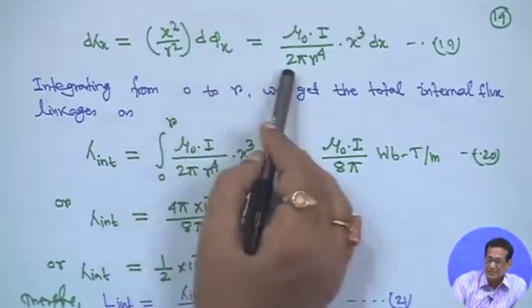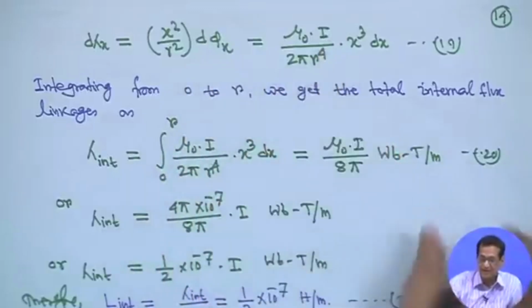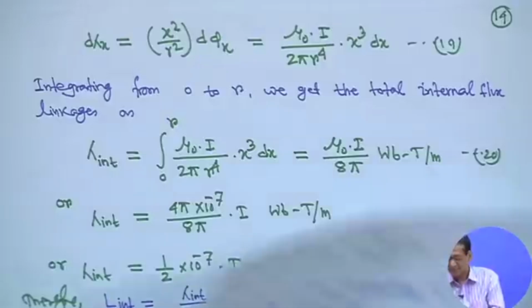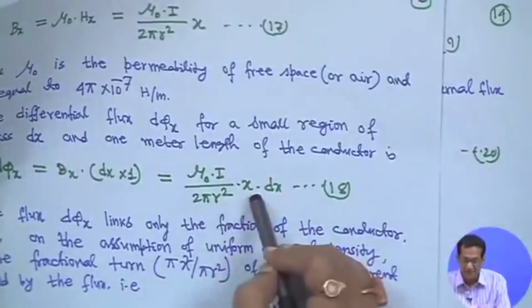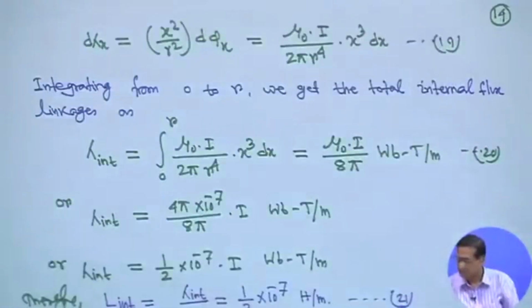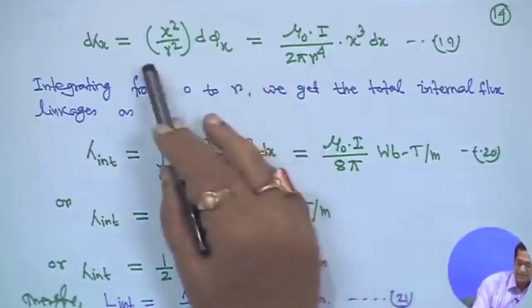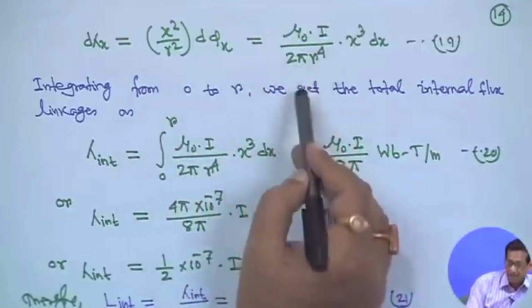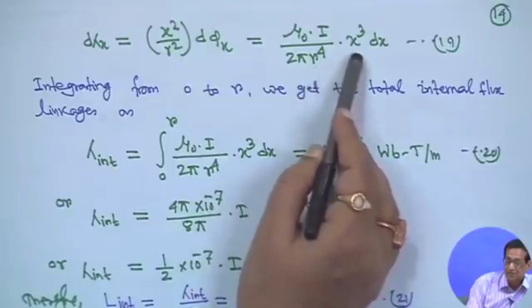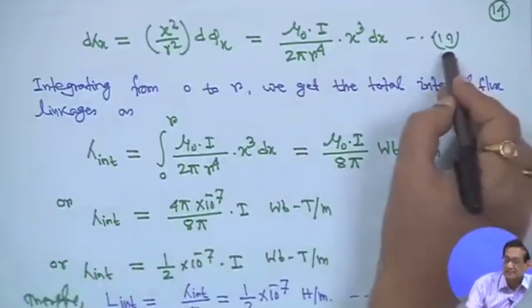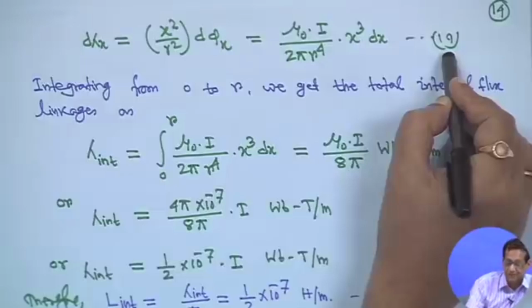So, dφx is equal to, we have seen, μ0 I upon 2π r² into x into dx. Substituting, you will get dφx is equal to μ0 I divided by 2π r⁴ into x³ dx. This is equation number 19.